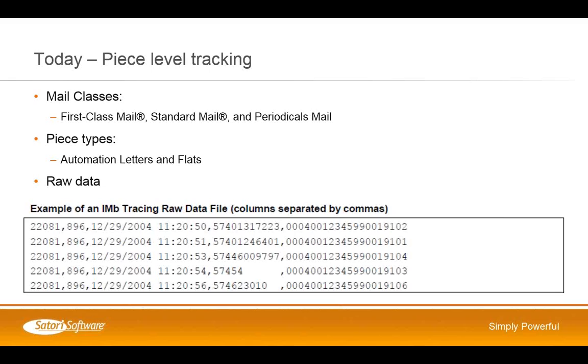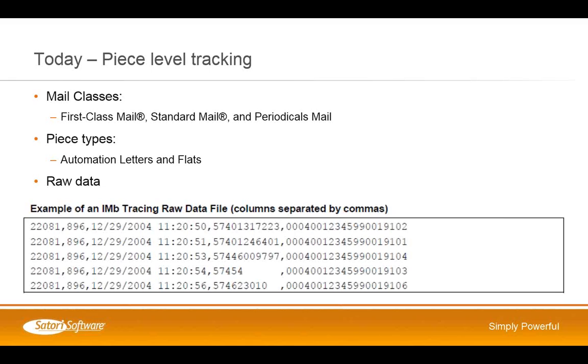On the screen here, you can see an example of the raw data, and essentially it shows where the piece was being processed, the operating code that was being run for that mail piece, and the time and date that it occurred. You may be looking at the date there and saying 2004. Wow, this is old.